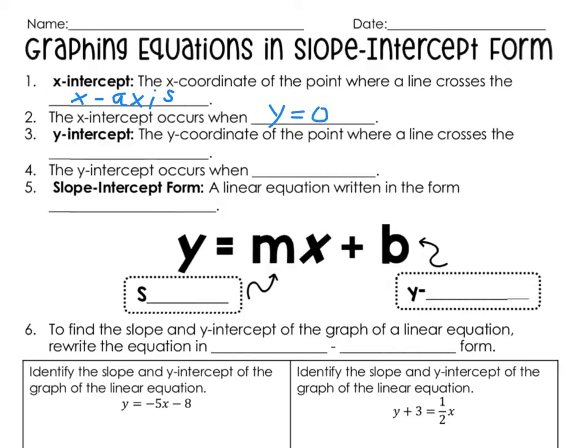Our next term is y-intercept. We've learned about this one with our last practice problems. The y-intercept means the y-coordinate of a point where the line crosses the y-axis. The y-intercept occurs when x equals 0.